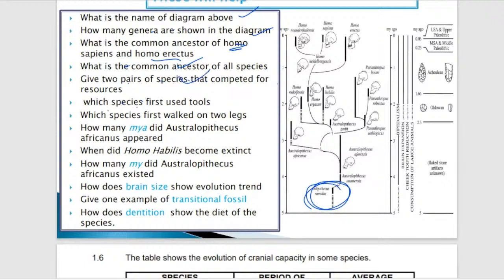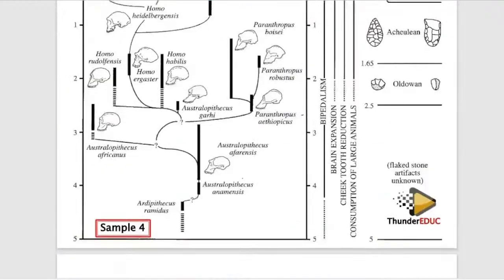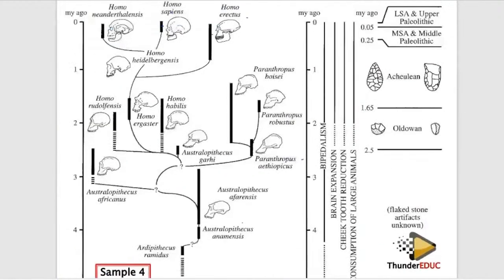Okay. Which species first used tools? Guys, this question depends on the question they have asked you. The species which first used tools is Homo habilis. But if they give you a diagram and show you where the tools are, they are here, at 2.5 million years ago. So, which species first used tools?